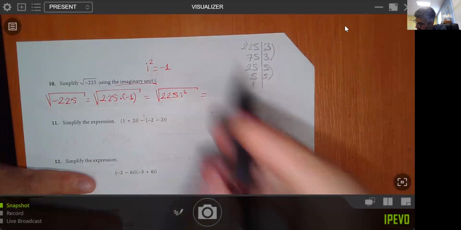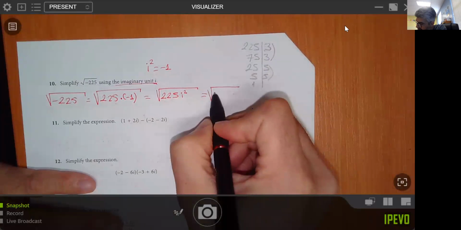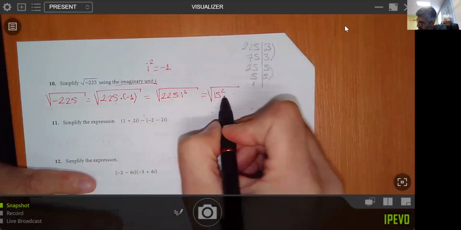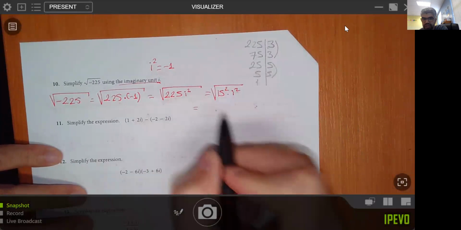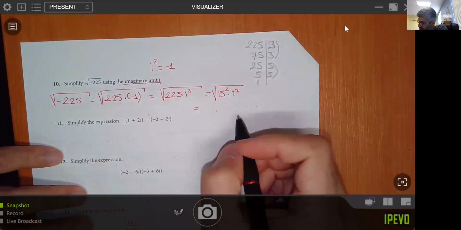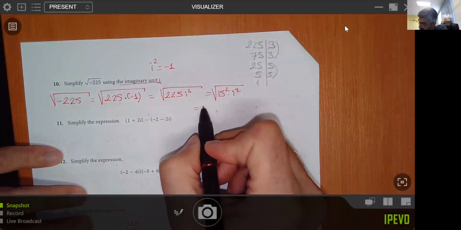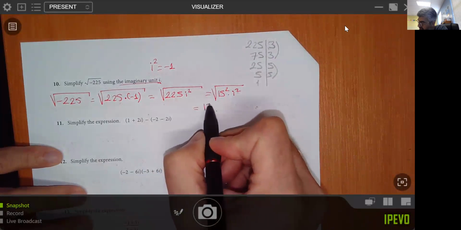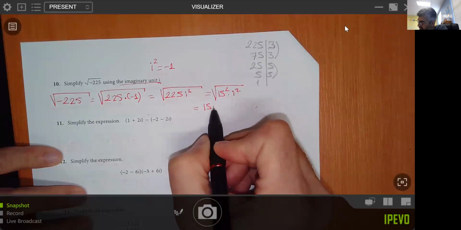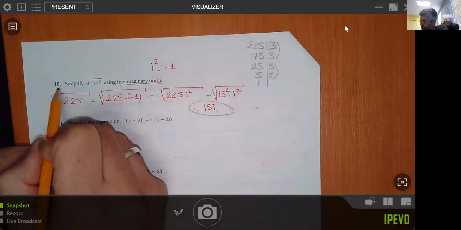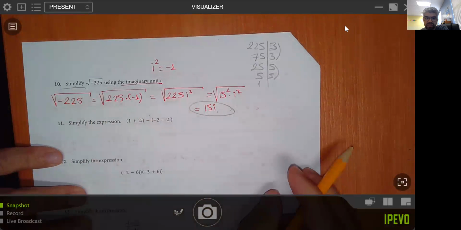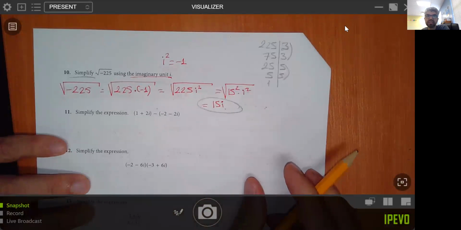You see, guys, it's 3 squared, 5 squared. It means I can write it as 15 squared, and I have i squared. How do they go out from the radical? So square root of 15 squared is 15. Square root of i squared is i. This is the simple form of square root of negative 225. Is it clear?